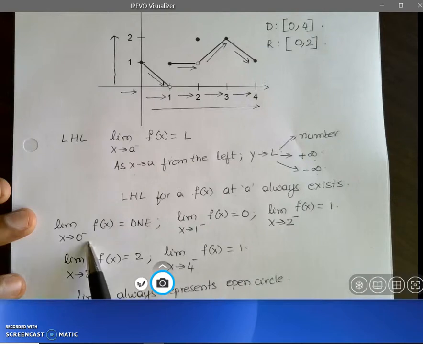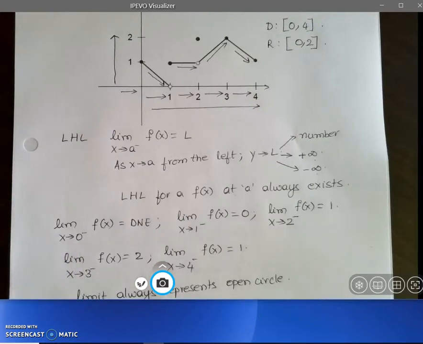We cannot find the left-hand limit at 0 because we cannot approach the function. We cannot approach 0 from the left because there is no function defined there. So the left-hand limit at 0 does not exist. And by definition, limit always represents the open circle. However, we can consider the solids. The solids can also be the limit values.